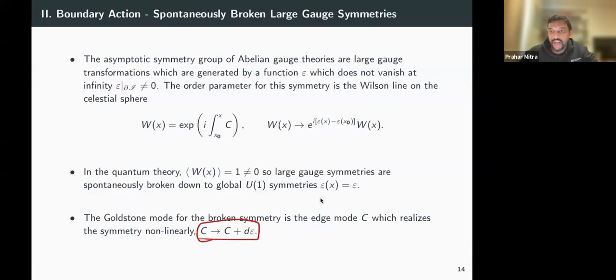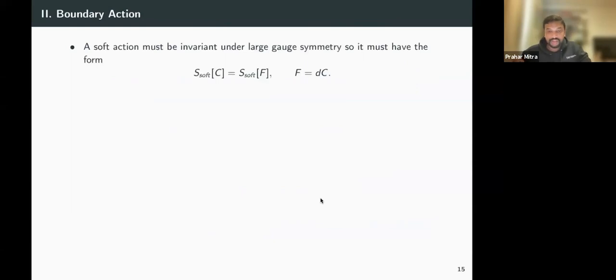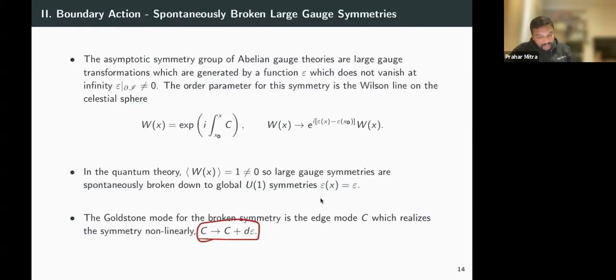So I'm now going to try and write down an action for this. What's the action that I want to write down? Again, I'm following the standard lore of spontaneous symmetry breaking. How do you write down an effective action for the pions at low energies? I'm just doing that, but I'm doing it for the large gauge symmetry. The first thing to do is to write down an action that's invariant under all the symmetries, even the ones that are spontaneously broken, except that the spontaneously broken ones happen to be non-linearly realized in your theory, which is exactly happening here because the large gauge symmetries are acting non-linearly on your C over here, as you can see. There's a non-linear action.